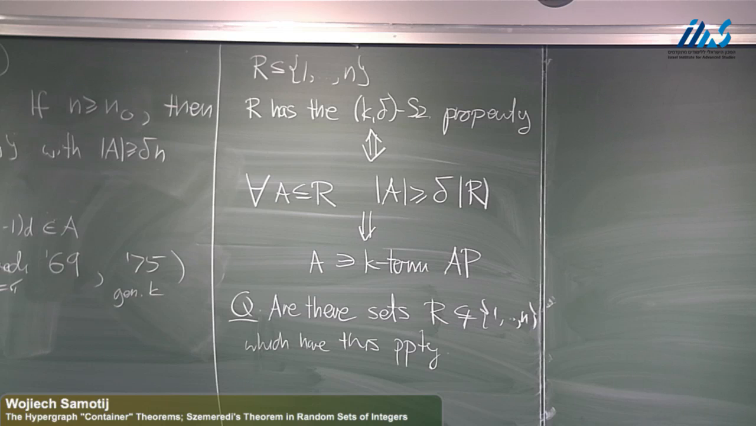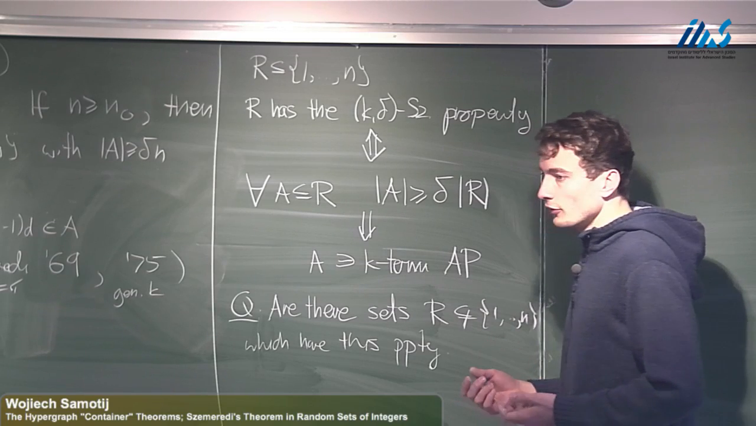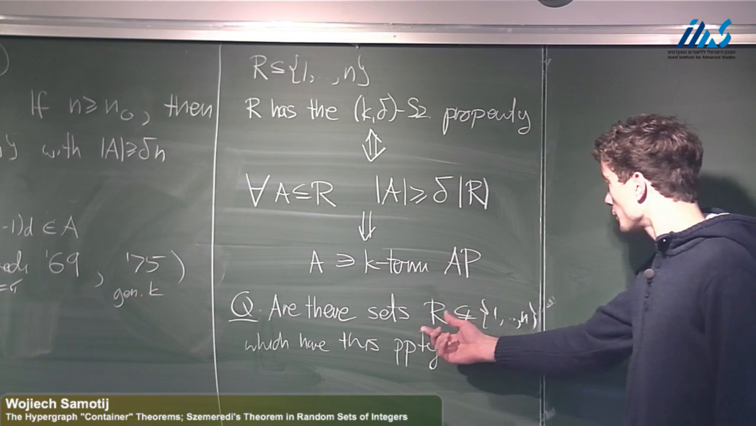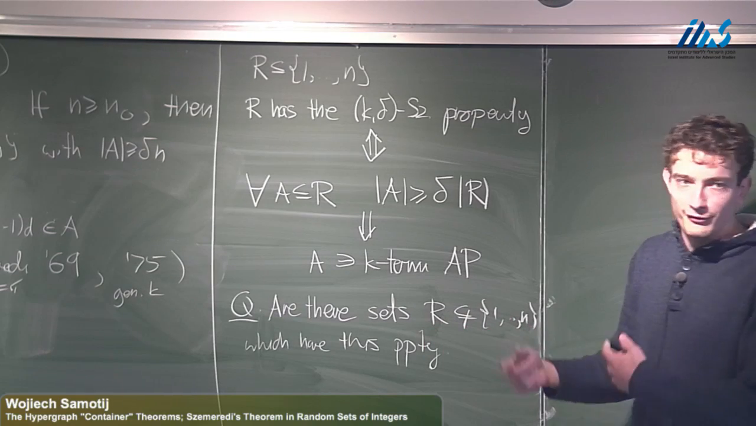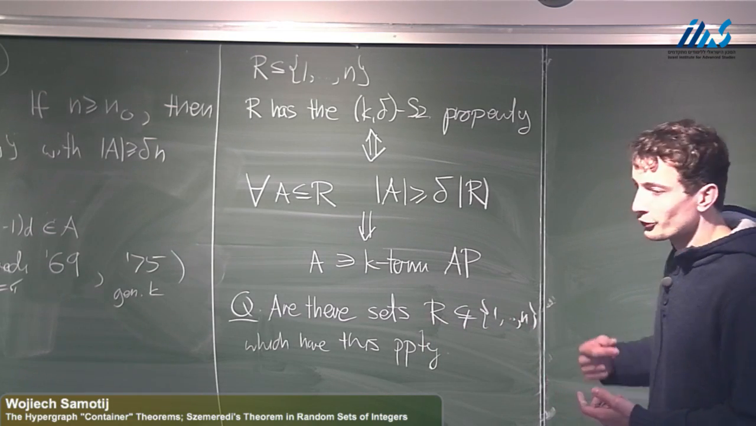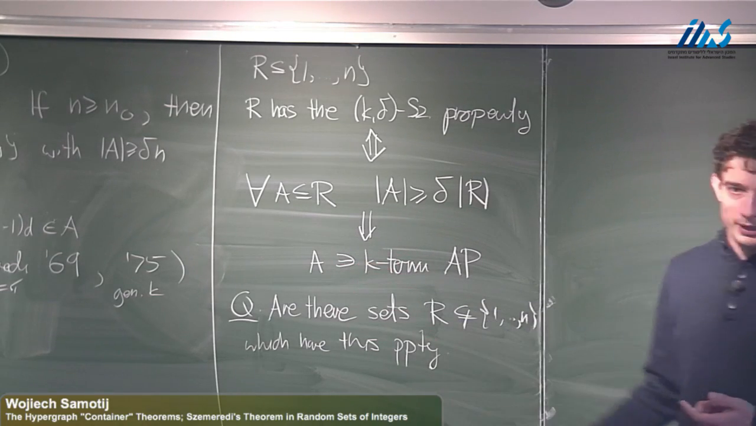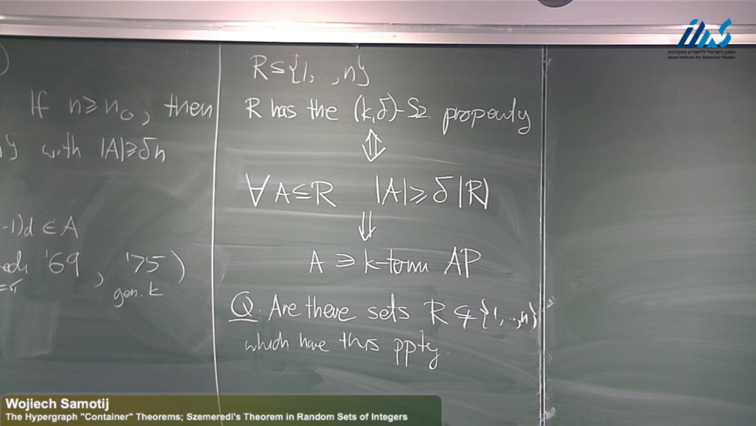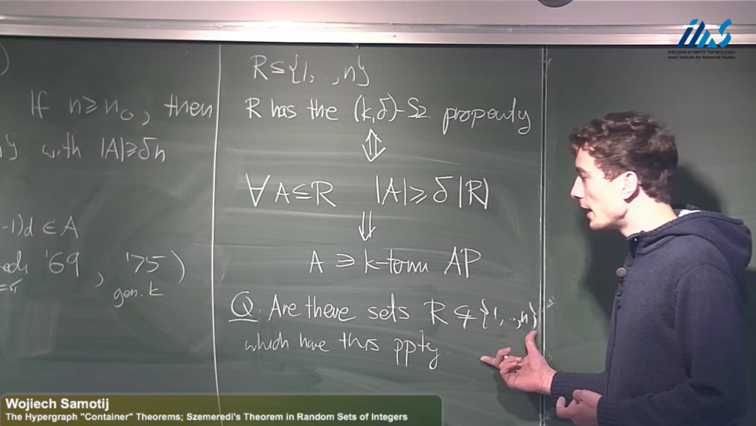Okay, so first, several trivial observations. First of all, I should only ask for small sets, because if R contains a positive proportion of all the elements of 1 through n, then every set which contains positive proportion of R contains positive proportion of n, and therefore we can apply Szemeredi's theorem. So definitely want sets R which have sublinear number of elements in n.